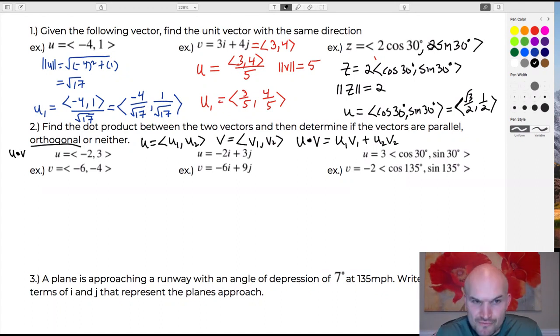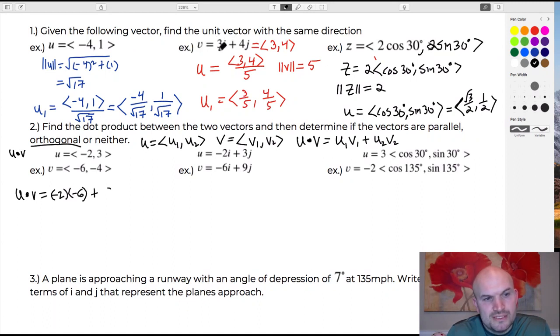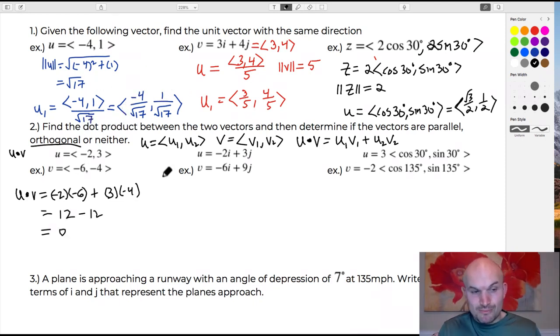So the first component is u1, the second component would be u2, and you can see these are all the u's and v's. If I was going to do the dot product here, I'd just do u dot v, and I'm going to use parentheses, so that's -2 times -6 plus 3 times -4. And what you can see here is this gives us a positive 12 minus 12, which gives us 0. So by applying the dot product, we can see that those are orthogonal.